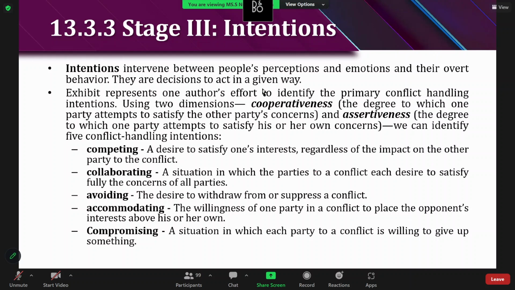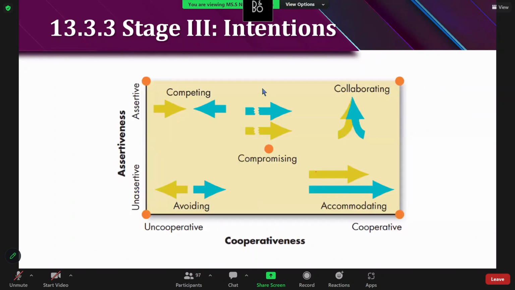and their willingness, as one party in a conflict, to place the opponent's interest above his or her own interest, that is the accommodating. Okay, so here the people are not caring about their own interest. Above their own interest, they first try to satisfy the other people's interest. Then only will they think about their own interest. So in such a case, their intention would be accommodating. So these are the five different intentions people use, or people will decide what they are going to do, what they are going to actually engage in, in stage 3.